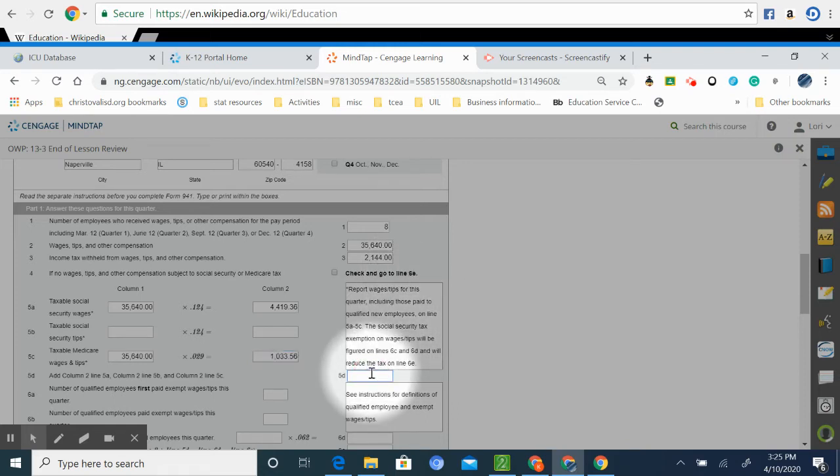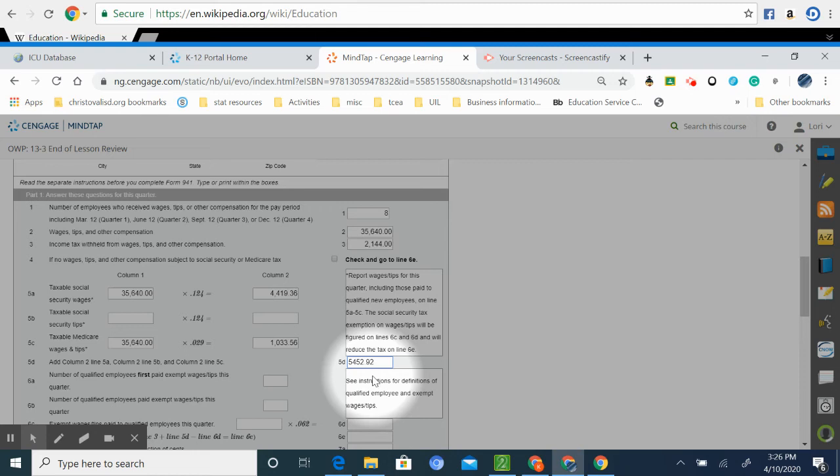Line 5D says to add column 2, these 3 numbers. When we add those 3 numbers, we come up with $5,452.92. So this is how much we had to pay for Social Security tax and Medicare taxes. So that's not the only thing that's going to go to the government. We are also going to be taking and sending them anything that the employee has pulled out of their paycheck for their income tax.